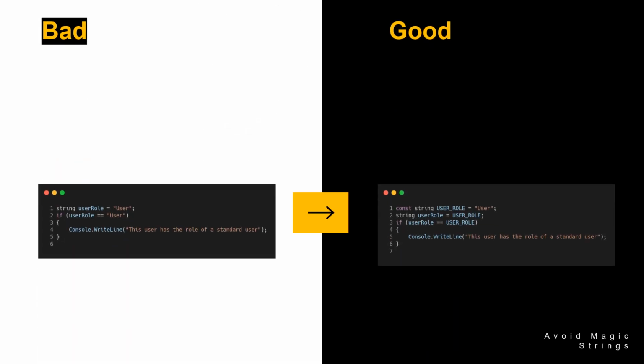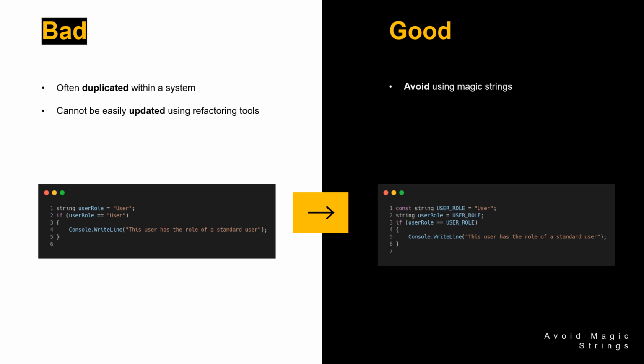As a C# developer, always try to avoid using magic strings, which are hard-coded string values that have a significant effect on the behavior of an application. Magic strings are often duplicated within a system, and because they cannot be easily updated using refactoring tools, they can lead to bugs when changes are made to some but not all instances of the string.